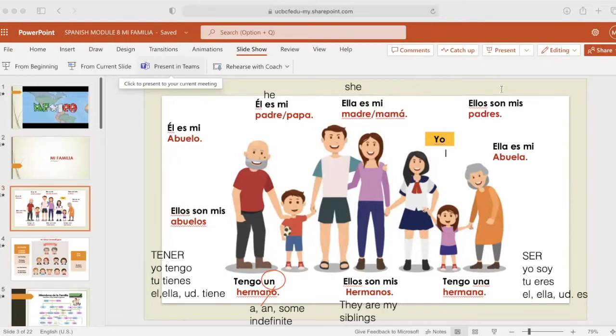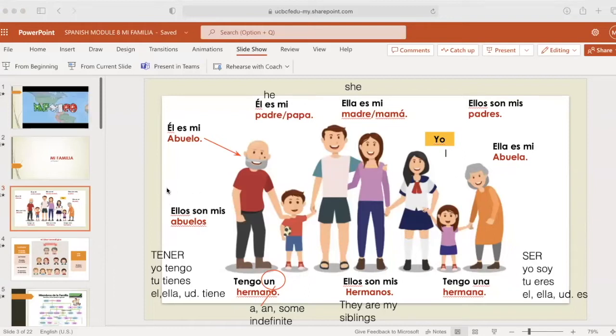What does it mean? They are my parents. Muy bien. Let's go to this side. Él es mi abuelo. Who is that? Él es, he is my grandfather. Ella es mi abuela. She is my grandmother.